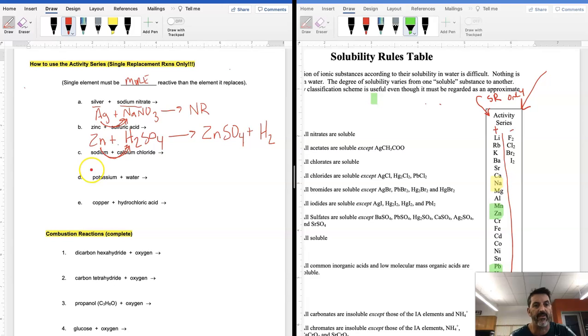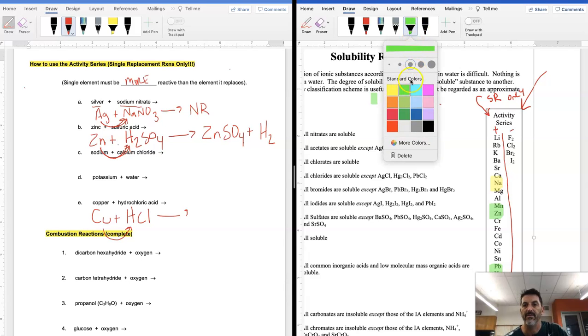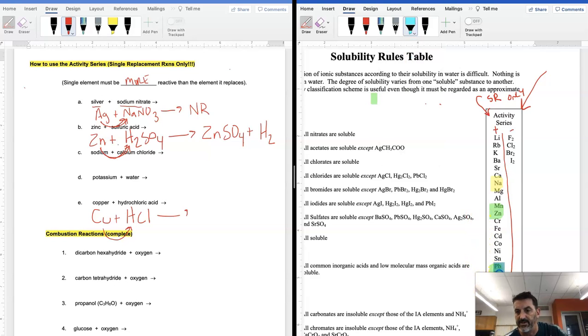All right, so if we did another one, let's do this last one here, copper, Cu, plus hydrochloric acid, HCl. Copper is going to try and switch places with hydrogen because they're both positive. If I come back over here, I want to know, is copper higher than hydrogen? Well, let's see. Copper is here. Hydrogen is there. Even though it says H2, it's still hydrogen.